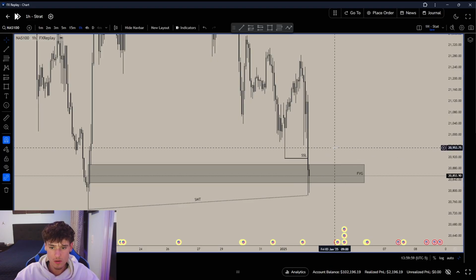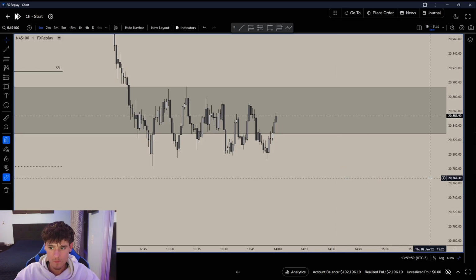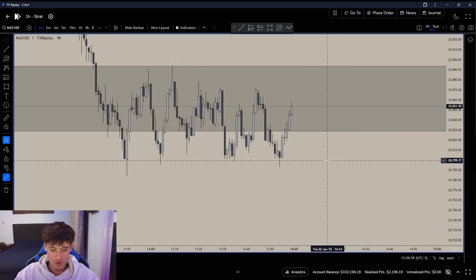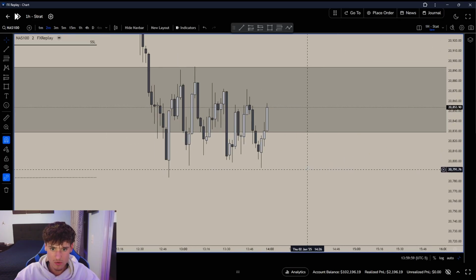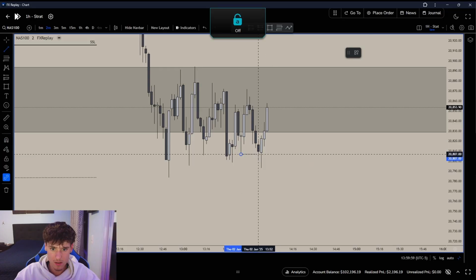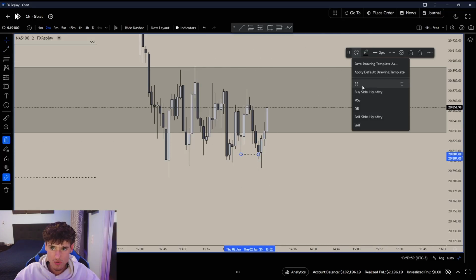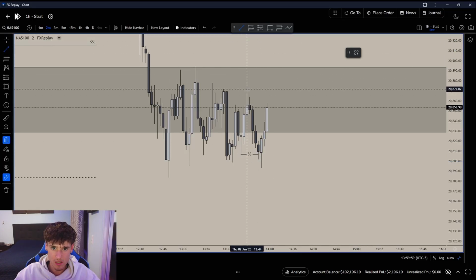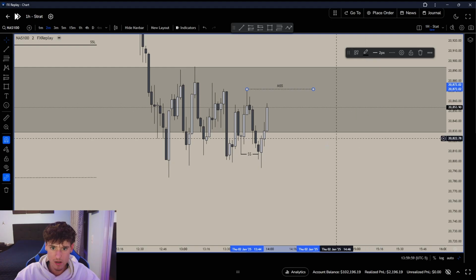The market structure shift. So let's go down to the 1 minute time frame. Let's see, where is our market structure shift? Well, there's nothing on the 1 minute, so let's go to the 2 minute right over here. Look at that. Market structure shift. Well, in this case, this is the manipulation. Market structure shift is right above over here.